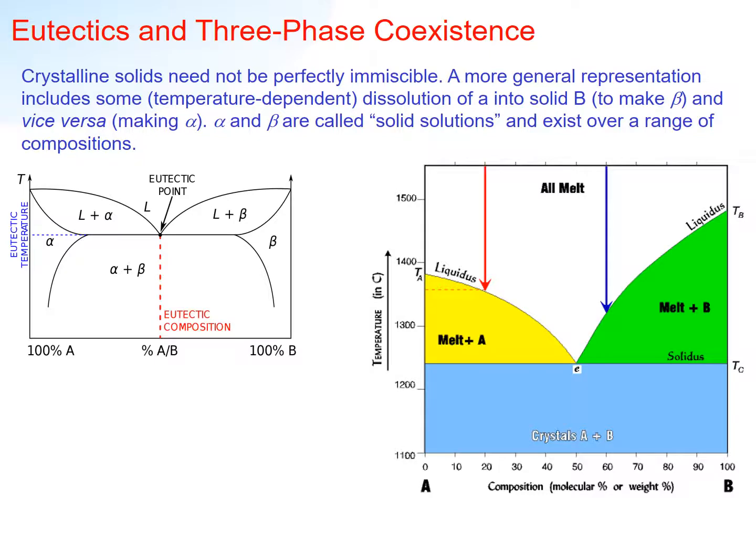Crystalline solids don't have to be perfectly immiscible, as in the example I've just shown. A more general way of representing eutectics and these phase boundaries includes the possibility that a small amount of component A dissolves into the solid form of B to form what's called a solid solution. Here it's denoted beta. Equally, a small amount of B can dissolve into the crystal of A to make another solid solution, which here is denoted as the alpha phase.